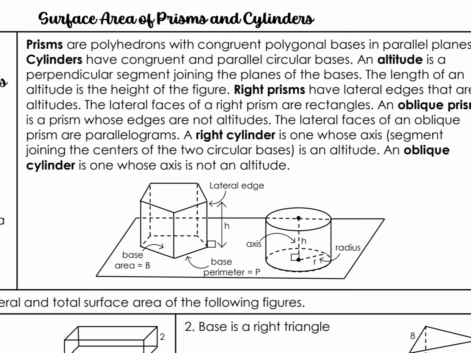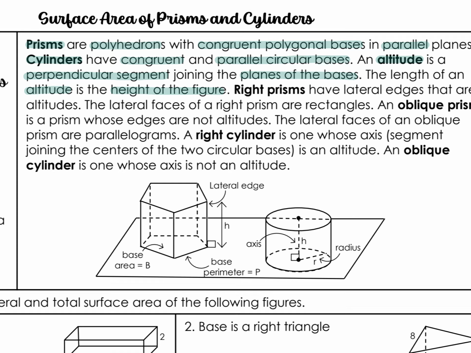Prisms are going to be polyhedrons with congruent polygonal bases. Your bases are also going to be parallel. Cylinders, on the other hand, are going to have congruent and parallel circular bases. An altitude is going to be a perpendicular segment that joins the planes of the bases. The length of the altitude is going to be the height of this figure.